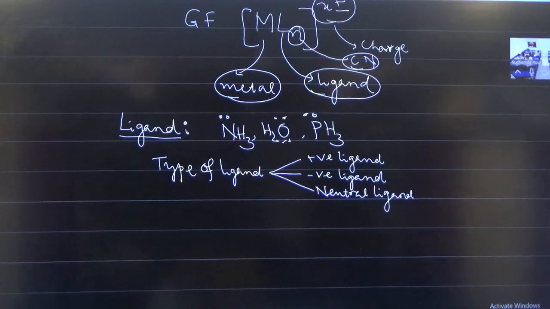Neutral ligand has no charge. Why are you not writing? Write it. A neutral ligand has no charge, and can donate a pair of electrons to the central metal cation. Clear?